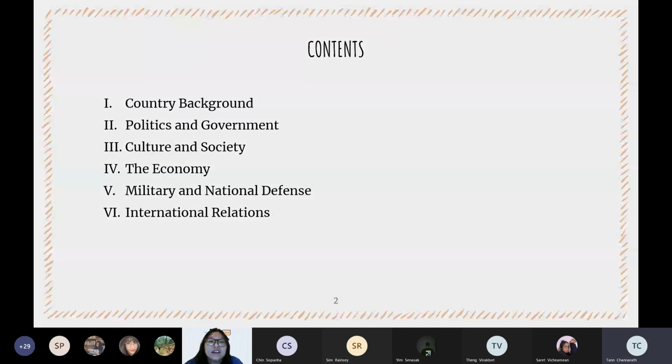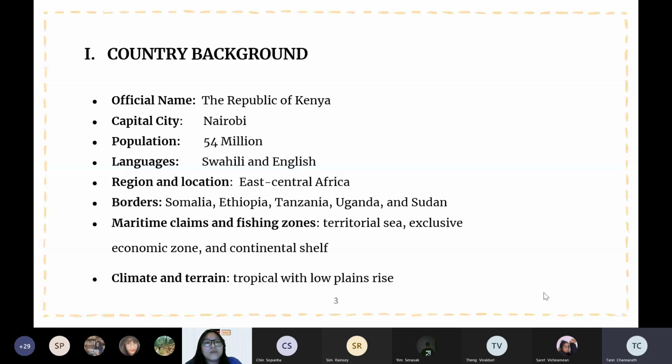Okay, Som Tai will. So the country background: the official name is the Republic of Kenya. The capital city is Nairobi. Population is 54 million. The languages are Swahili and English. Geographically speaking, its region is located in East Central Africa, bordering Somalia, Ethiopia, Tanzania, Uganda, and Sudan. The maritime claims are the territorial sea, exclusive economic zone, and continental shelf, while the climate and terrain are tropical with low plains rising.